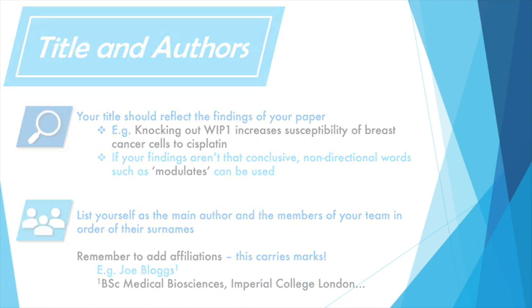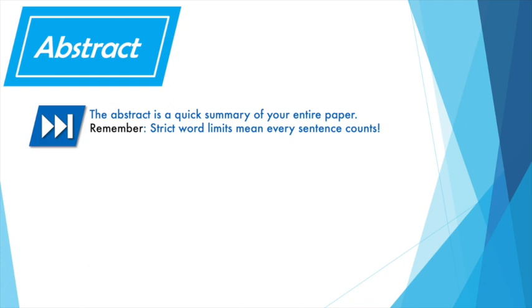Now, the first section of the body of the text should be the abstract. This is a fast-forward look through your whole paper. As you know, abstracts tend to be quite short with very strict word limits, meaning that every sentence counts, so you must be careful to be brief but informative, keeping in mind your research story.